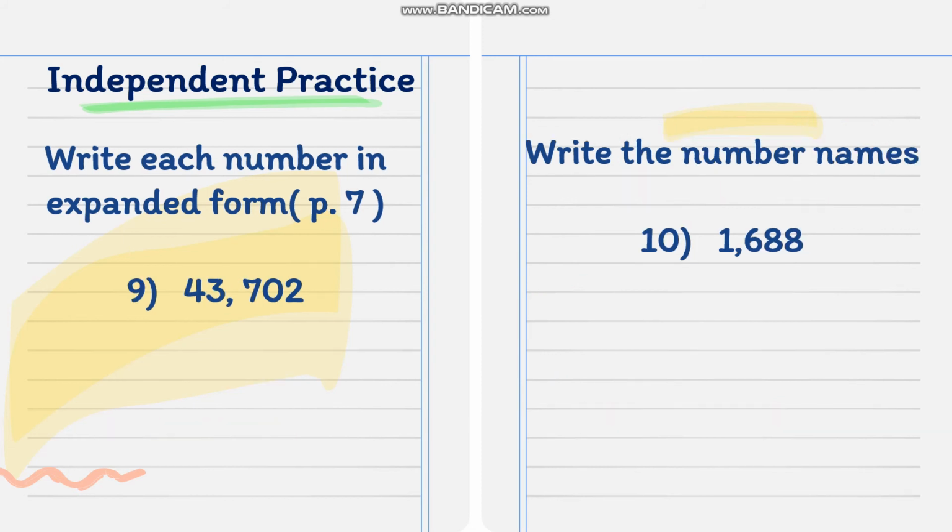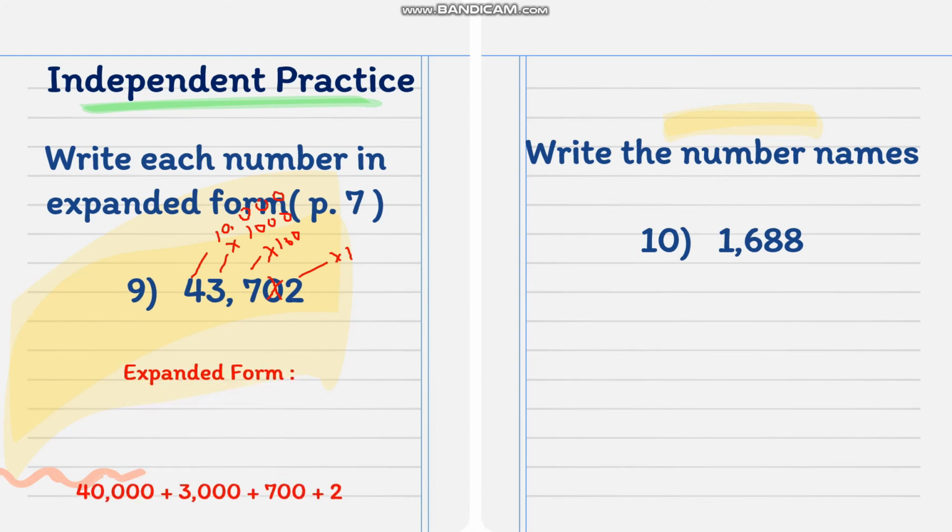Next, write each number in expanded form. Again, expanded form. So this is ones, so multiply by 1. This is tens, but this is 0, so no need to include. 7 is in the hundreds place, so multiply by 100. And 3 is in the thousands place, so multiply by 1,000. And 4 is in the 10,000s place, so we're going to multiply it by 10,000. So what is the value now of each digit?